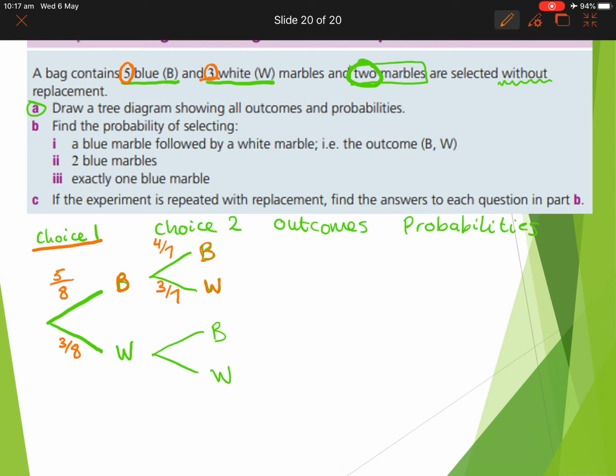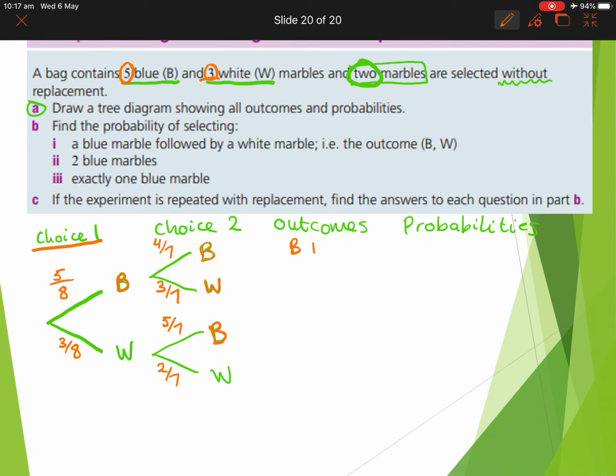And the next one, if you choose a blue marble after a white one, okay, you've still got all 5 of your blue, but you've only got 7 marbles in total. And if you were to choose a white marble after choosing a white one already, you only have 2 left instead of 3, out of 7. Okay, that's the hardest bit.